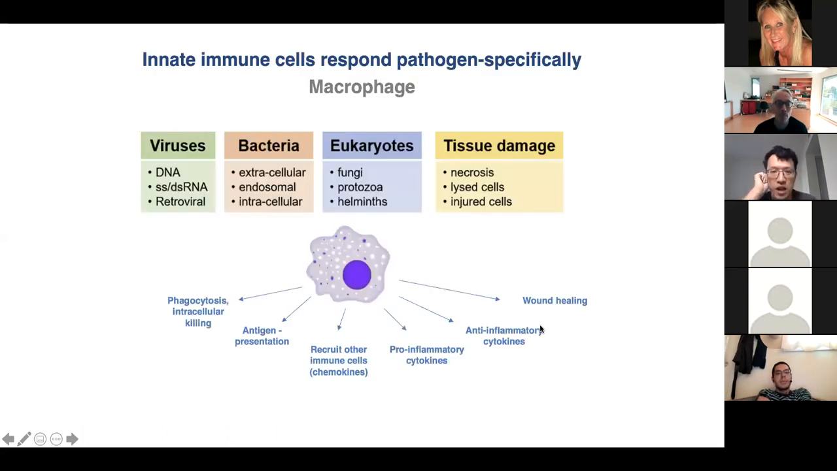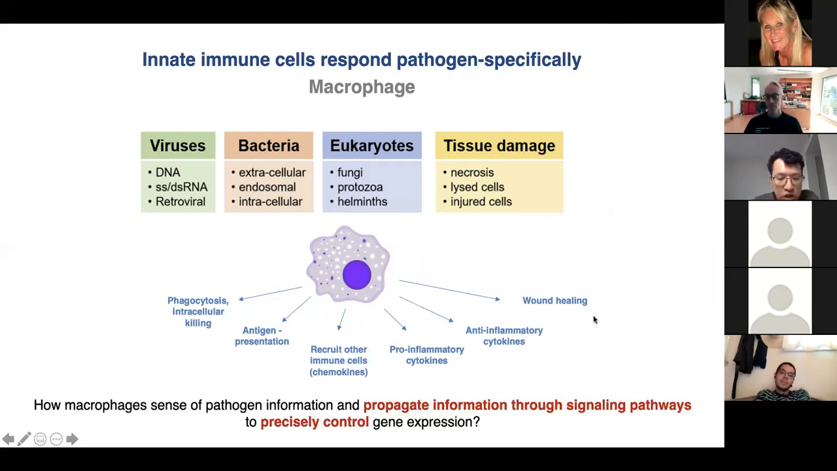As you all probably know, our lab is very interested in innate immune cells. We are the systems immunology lab. In our lab, we are particularly interested in the macrophage, an immune sentinel cell that can recognize a broad spectrum of pathogens and generate pathogen-specific gene responses. The key question is how the macrophage can sense pathogen information and propagate it through signaling pathways to precisely control gene expression.